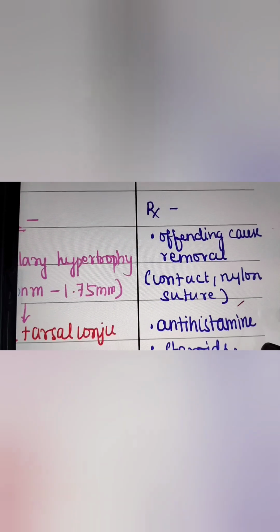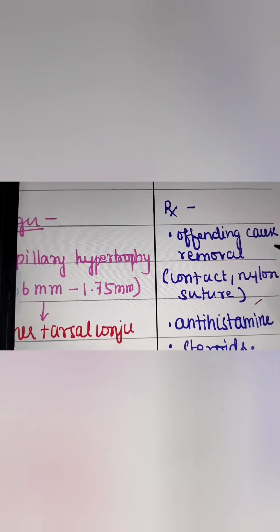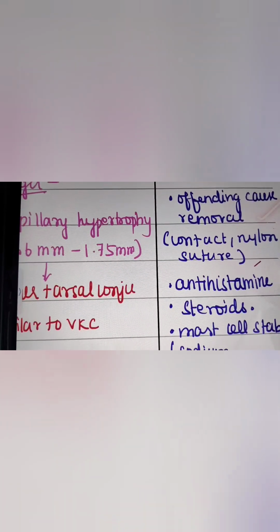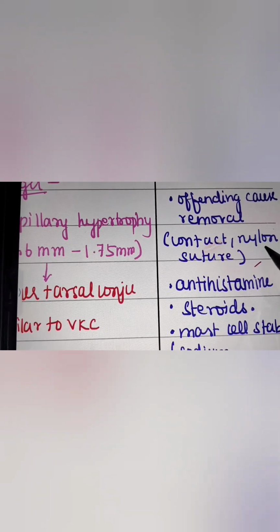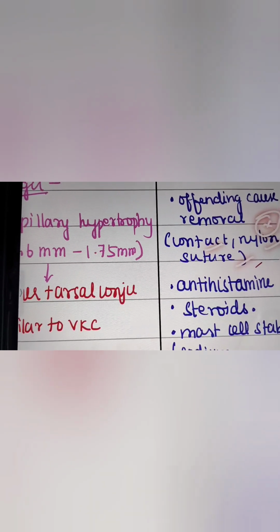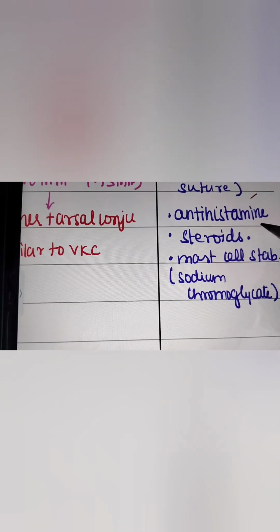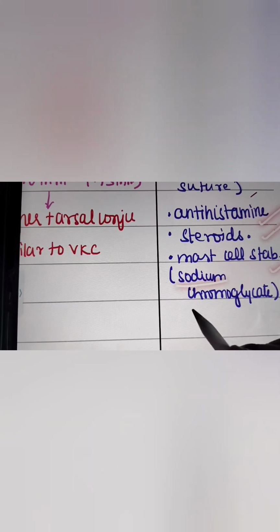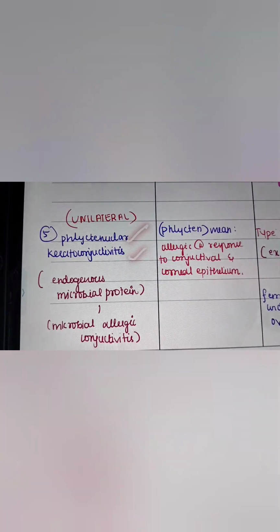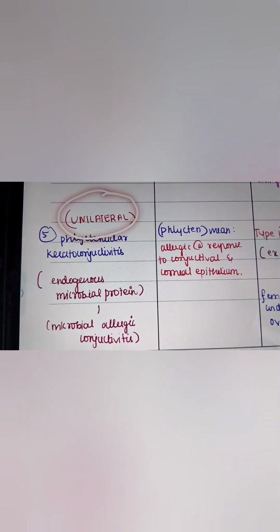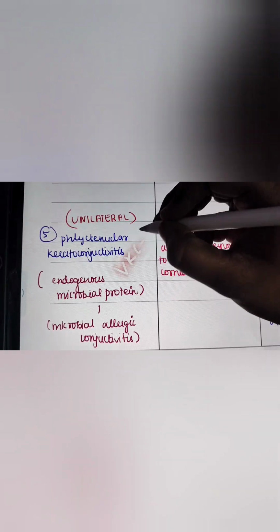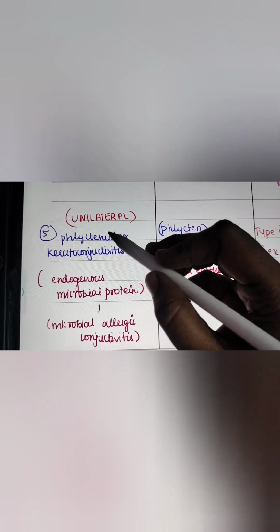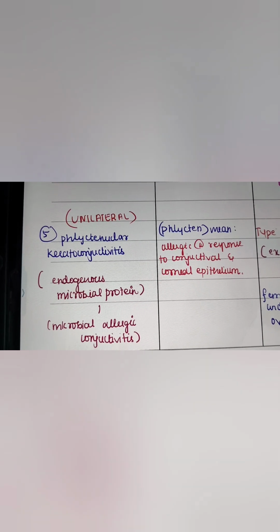And what are the treatments we can give? We can give offending cause removal, that is your contact lens, or if it is due to the nylon suture, it has to be removed immediately. After removing it, we can give antihistaminic, steroids, mast cell stabilizer such as sodium cromoglycate. Next, we are moving on to the last one, that is phlyctenular keratoconjunctivitis. It is unilateral. I told you VKC is bilateral. Phlyctenular is unilateral. Okay, always unilateral.